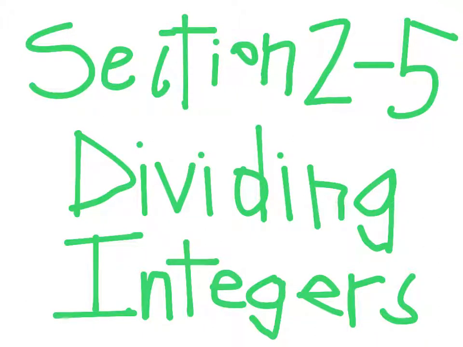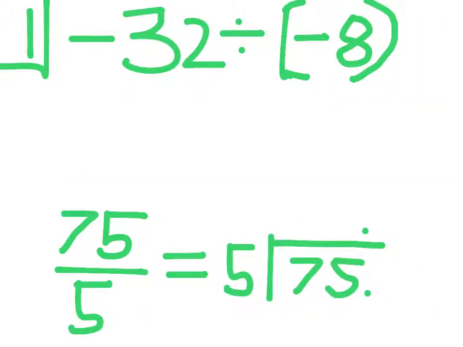Alright, here we go. Section 2-5, dividing integers. And we have example 1 here on page 107. There's A and B. Part A says negative 32 divided by negative 8.